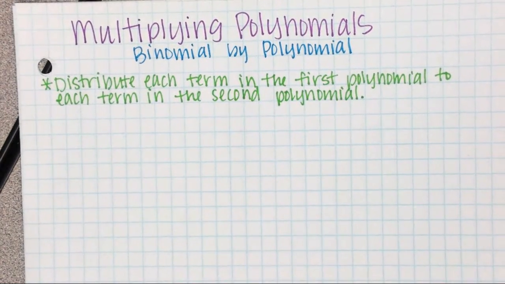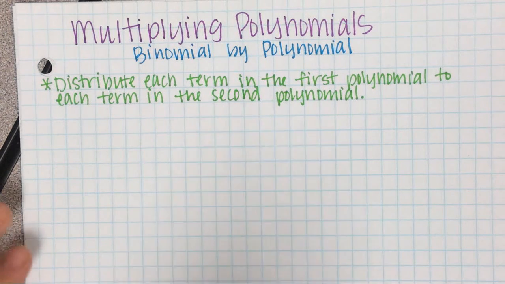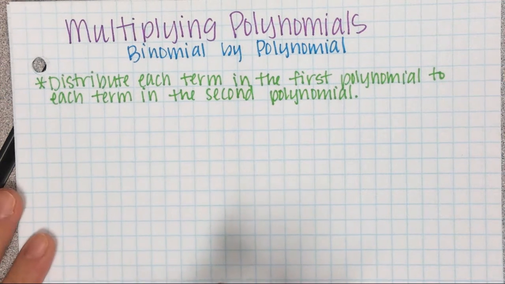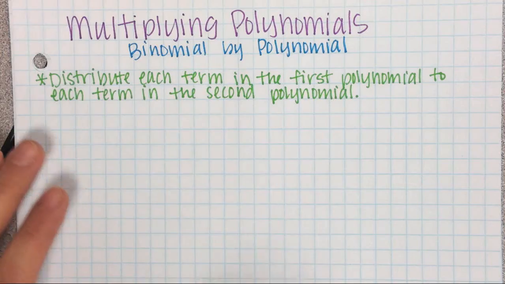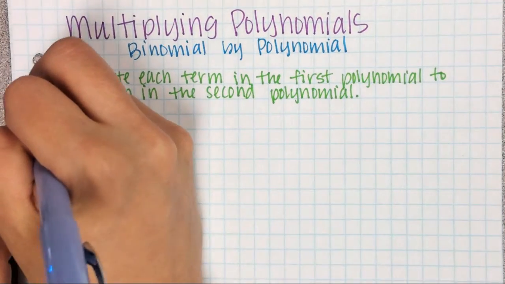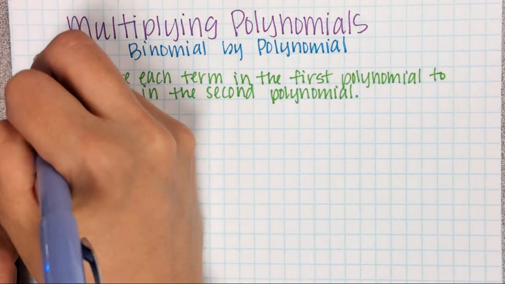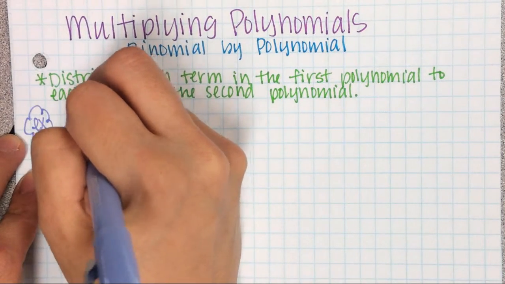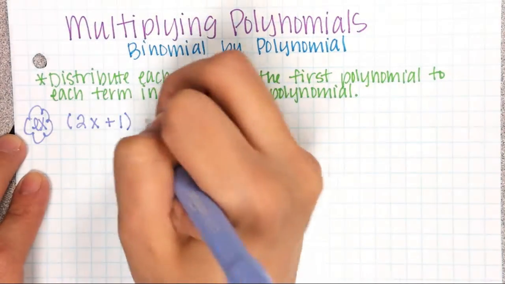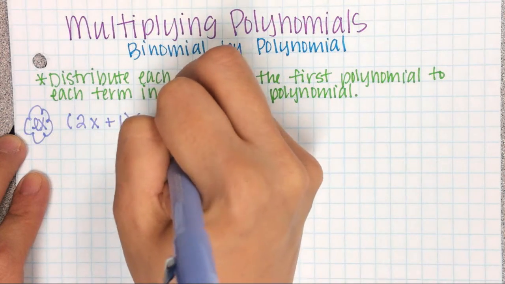All right, and by that, I'm going to show you two methods of doing this. You'll prefer one over the other. I'm not saying you'll like either one, but you'll choose one over the other to continue in your journey in multiplying polynomials. So we're going to take the example 2x plus 1 times x minus 5.